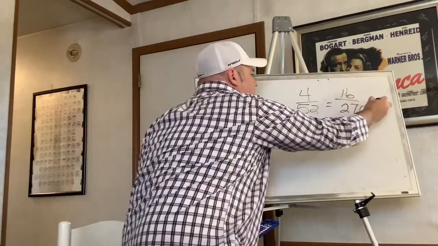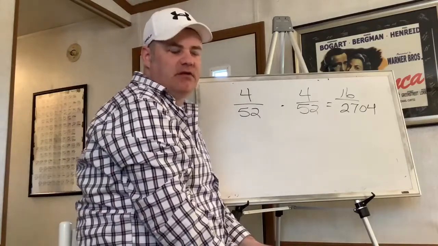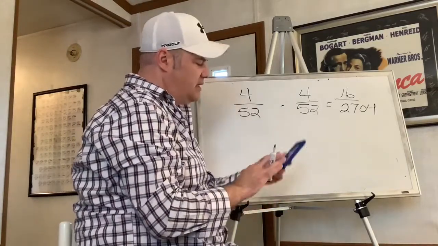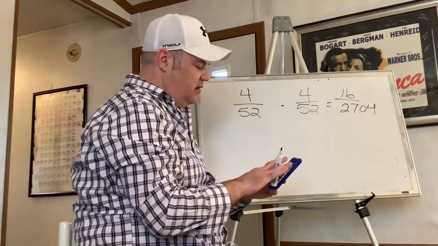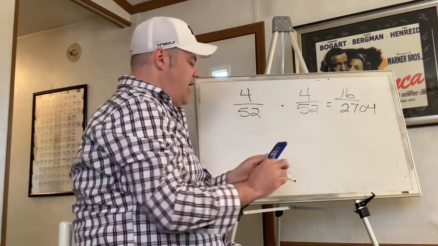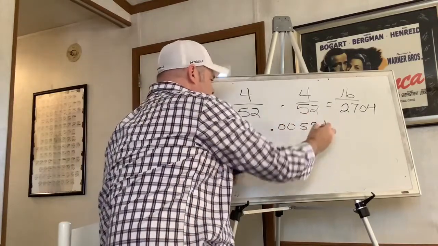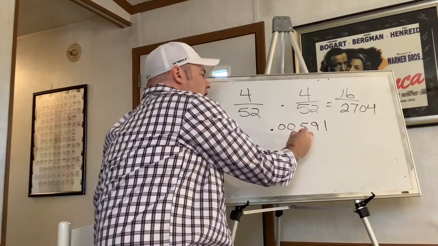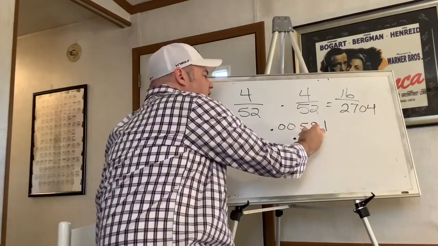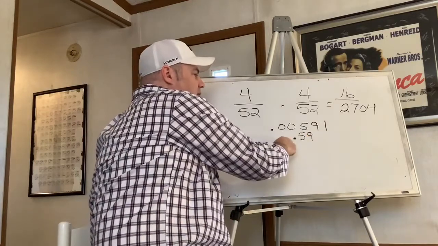2,704. Okay. So now we have 16 over 2,704. So to find that percentage, I have to do 16 divided by 2,704. And it comes out to 0.00591, and so on. If I move the decimal twice, I actually have 0.59%. That's not 60%. That's less than 1%.